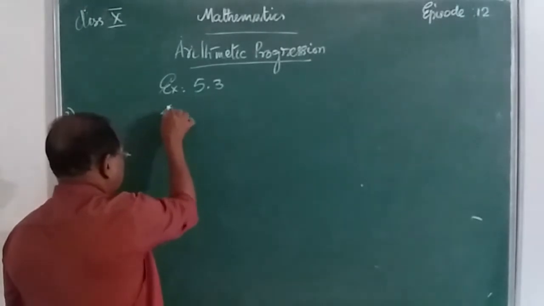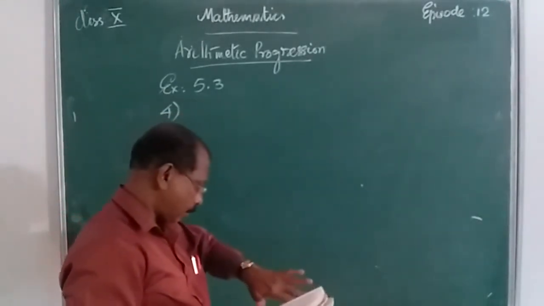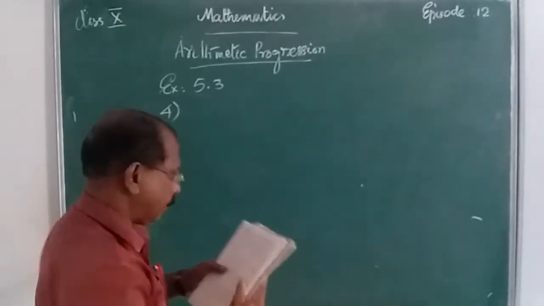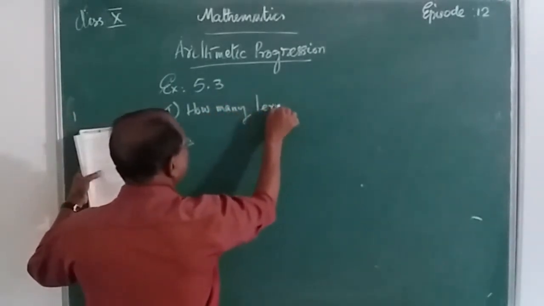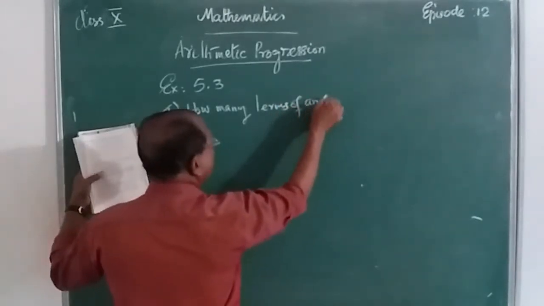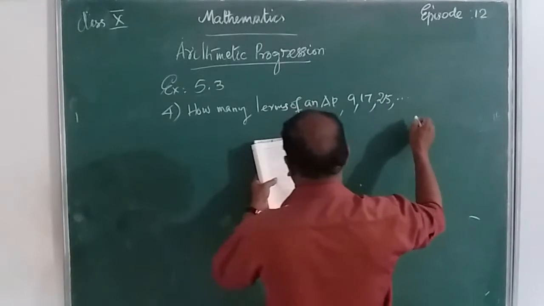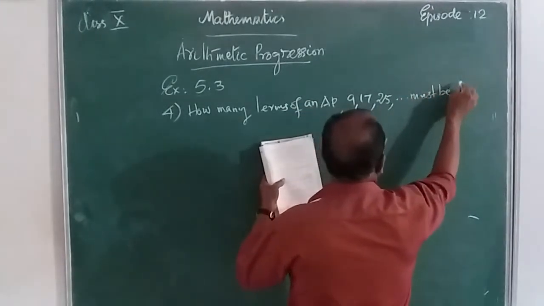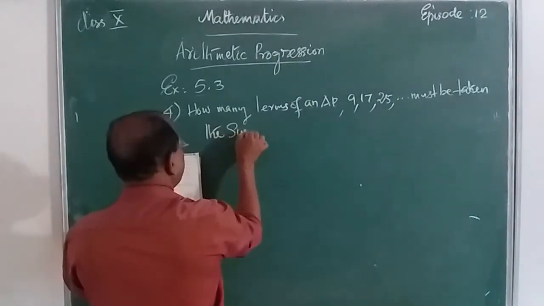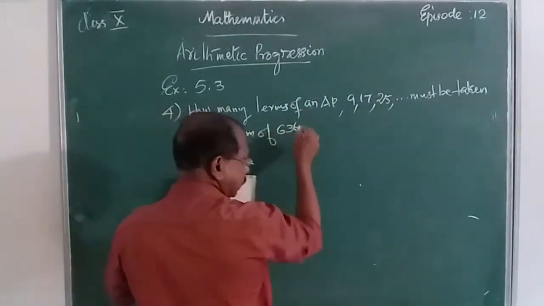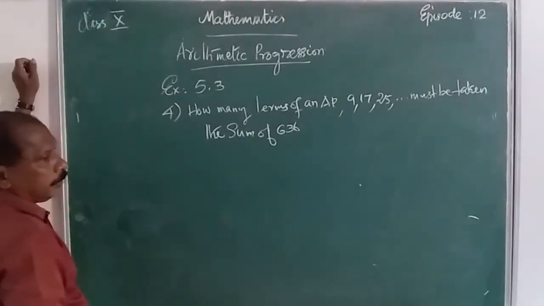Then main question number 4. How many terms of the AP 9, 17, 25 must be taken to give a sum of 636? This is an important question.